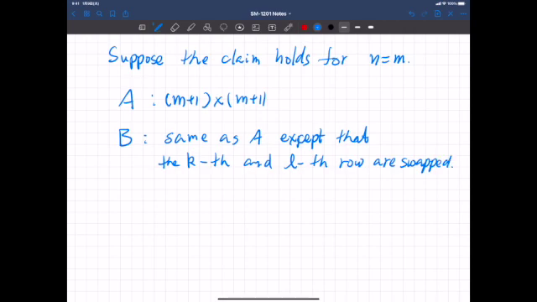Okay, what we want to show is the determinant of A is equal to negative of the determinant of B. So this is what we want to show. Okay, but let's see how it goes.